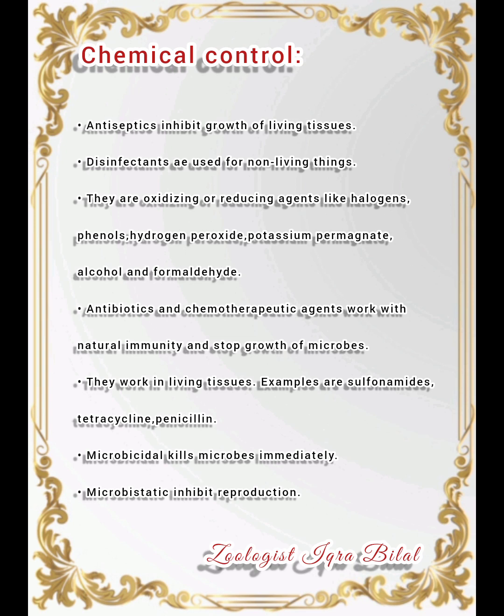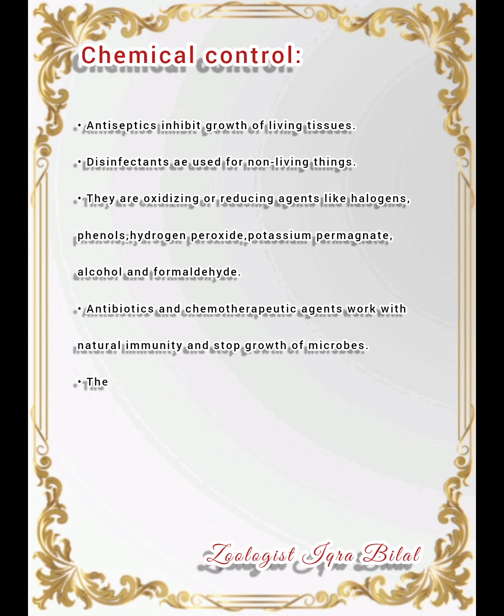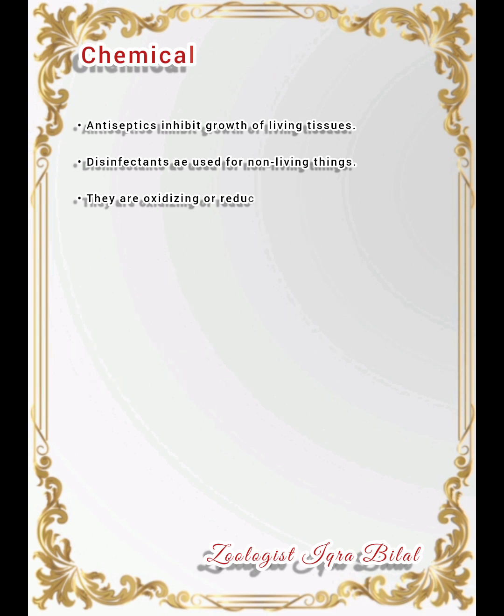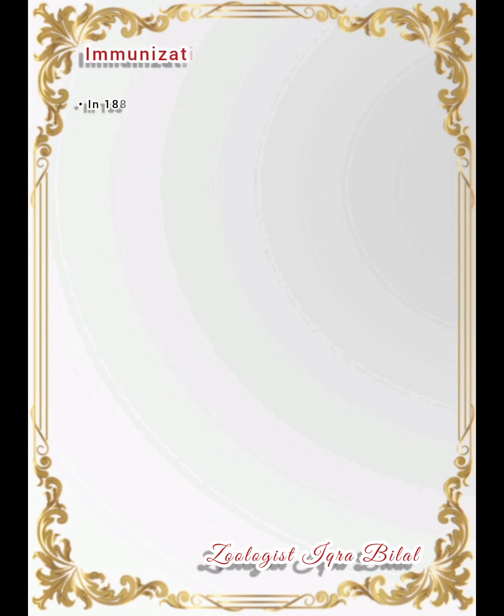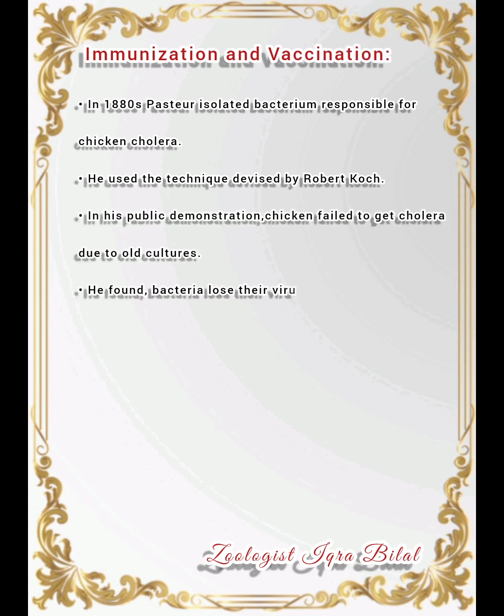Microbicidal kills microbes immediately. They may be drugs or antibiotics. Microbistatic inhibit reproduction. They only inhibit reproduction and keep the reproduction of microbes constant.